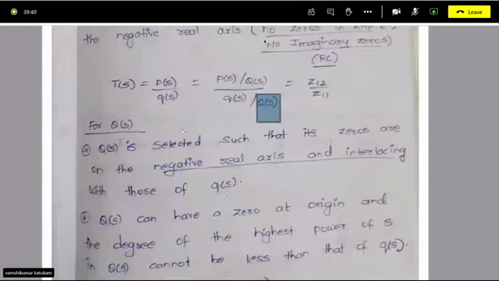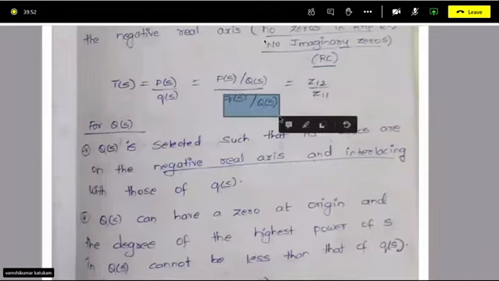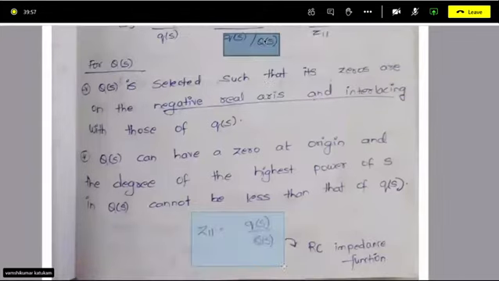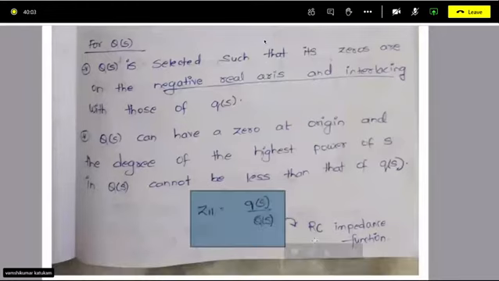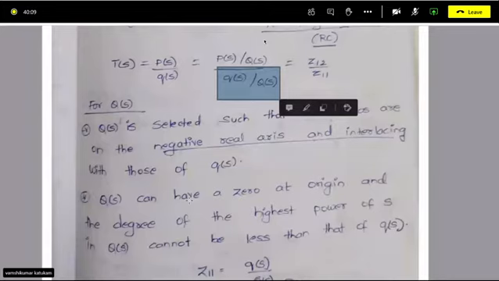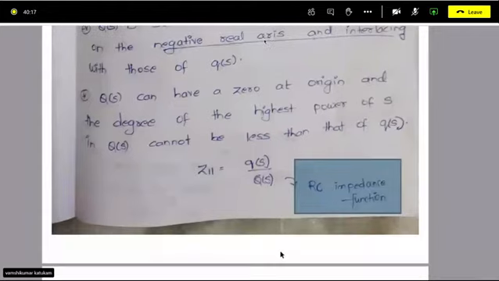And this is equal to Z12 upon Z11. So Z11 is capital Q of S upon small Q of S upon capital Z11. Now if you see Z11 after writing it in this way, it is becoming an RC impedance function, right? The denominator Z11 is an RC impedance function, and you can realize an RC impedance function with Foster form 1, which we are going to do. So Z11 becomes Q of S upon capital Q of S, which is an RC impedance function or RC ladder.